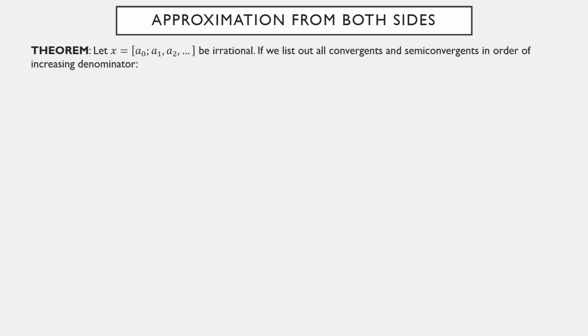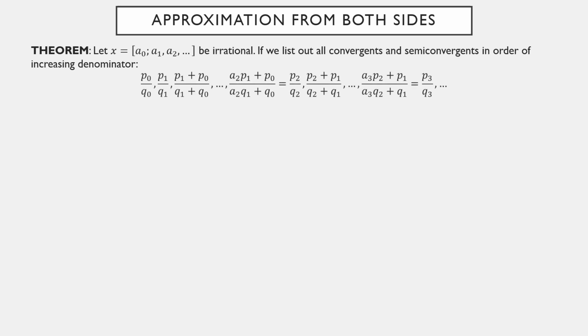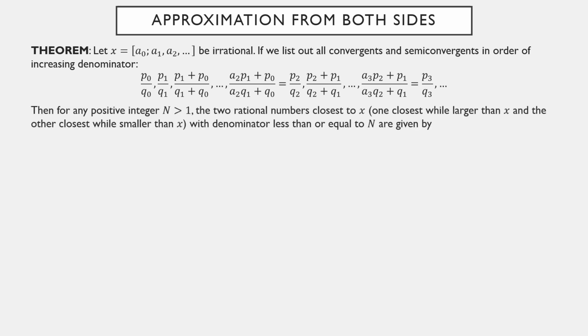Okay, suppose we have an irrational number x. We list out all of the convergents and the semi-convergents in order of increasing denominator. So we start with p0 over q0. The denominator q1 is bigger, but now I am adding the positive q0 to make these mediants. Okay, and I keep adding q1 over and over again. So these are all getting bigger, but now I've reached p2 over q2. Adding q1 will be bigger. Now adding q2 over and over will keep making the denominators bigger. So we're listing out all of the convergents and semi-convergents, but specifically in order of the denominator getting bigger.